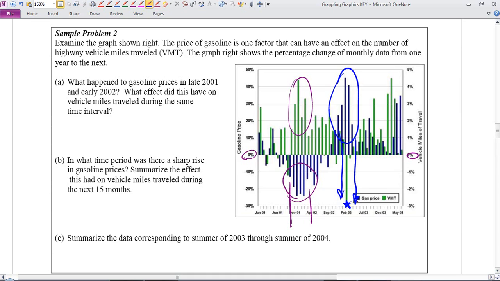And then part C wants us to summarize the data corresponding to the summer of 2003 through the summer of 2004. So here's 2003 summertime, and here's 2004 summertime. Way over here, they stopped in around May, I guess. Well, what happened here? Interestingly, we still had a really sharp rise right there and a bit of a rise right here in the gas prices. But unlike the trend that happened back over here, we did not see the vehicle miles traveled dip into the negative range. So it wasn't as dramatic a change.